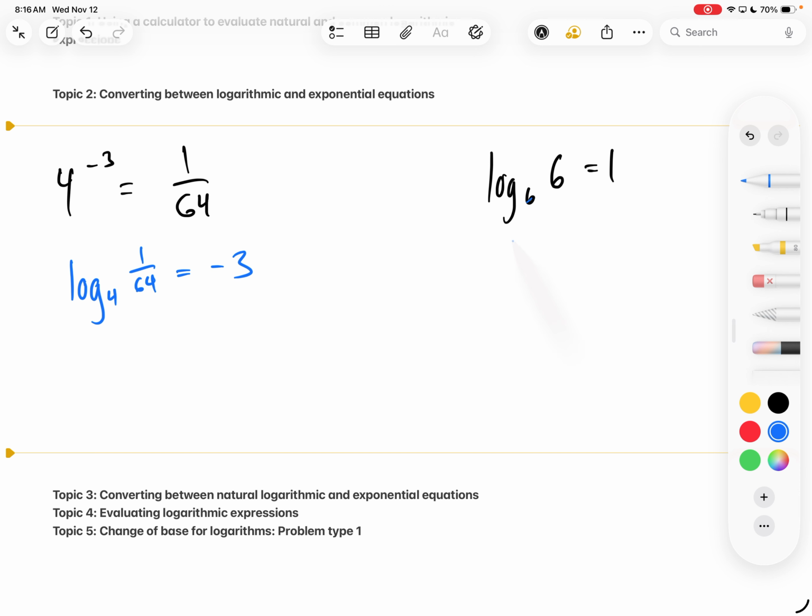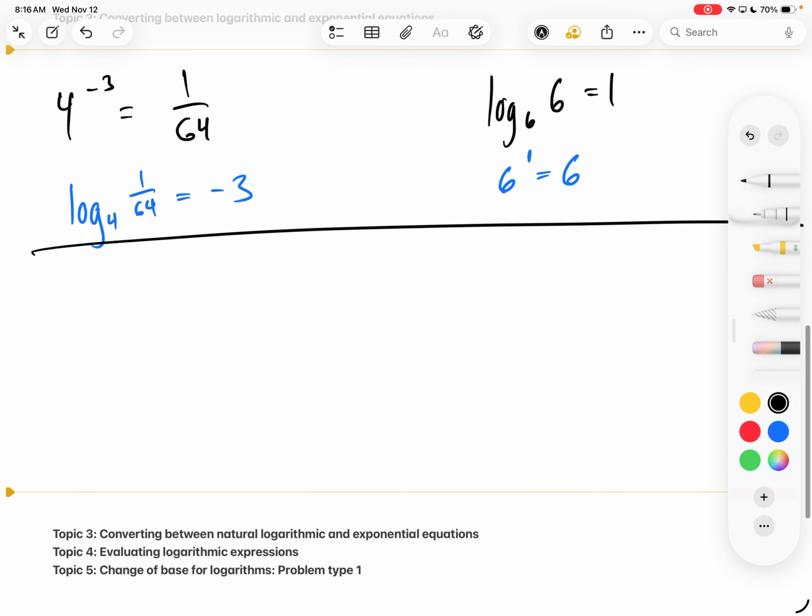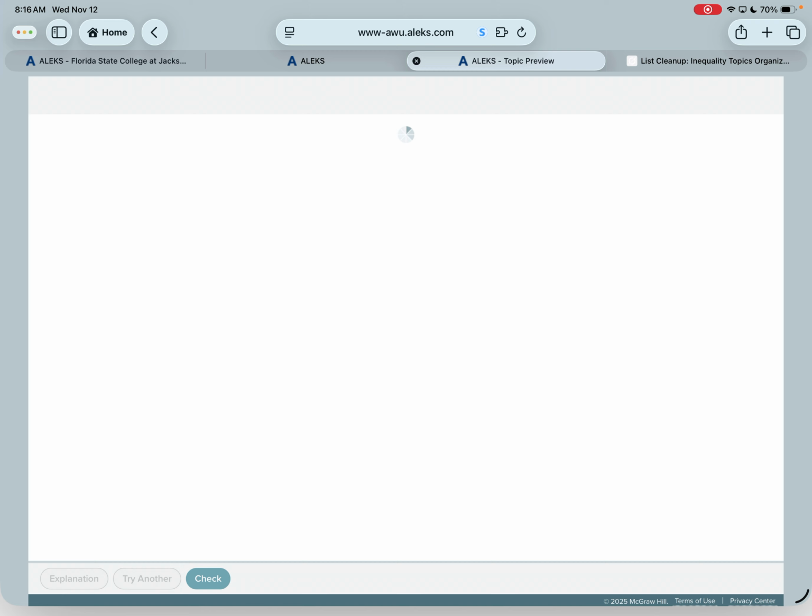So I do base 6, my base 6. The exponent is over here by itself, so I write the exponent up there by itself, and it equals 6. Okay. We have to be very good at going back and forth on these because it just makes life so much easier.